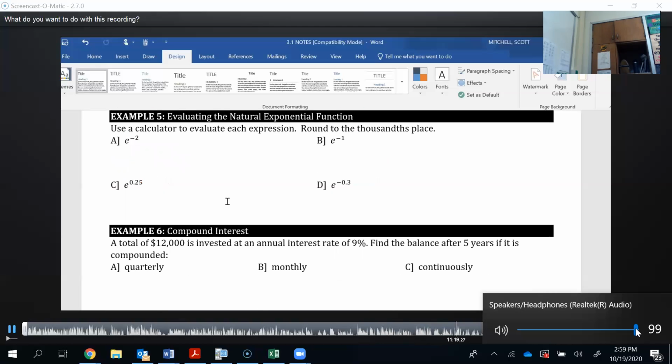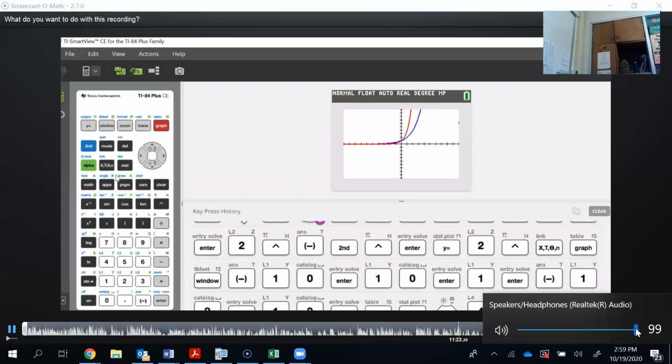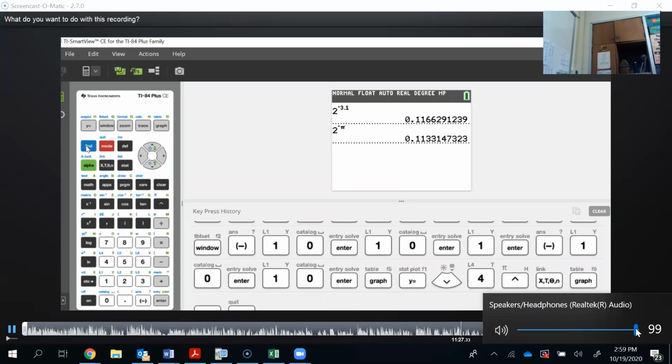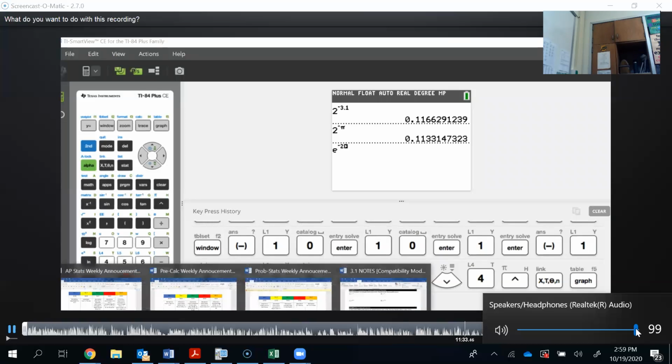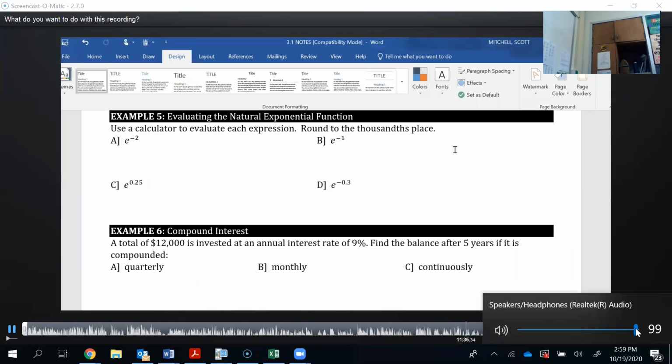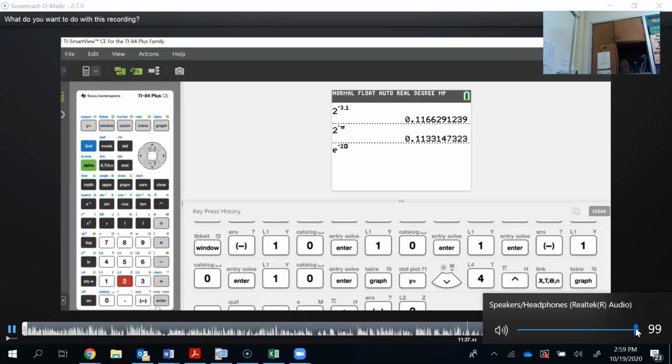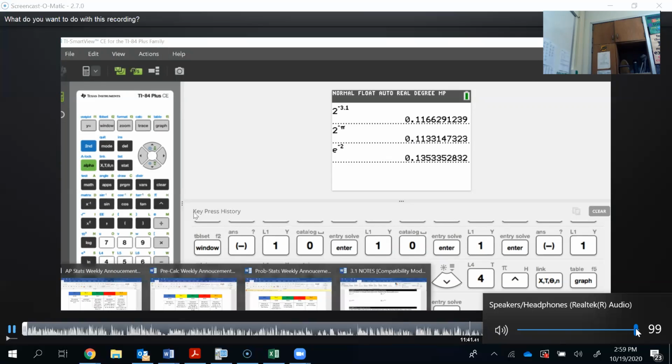Here's some other calculator questions. So, e to the -2. E is a naturally occurring number. It's kind of like pi. So let's take a look. E to the negative, was it -2? Yep. E to the -2, 0.135. I think we're still going to 3 decimal places.